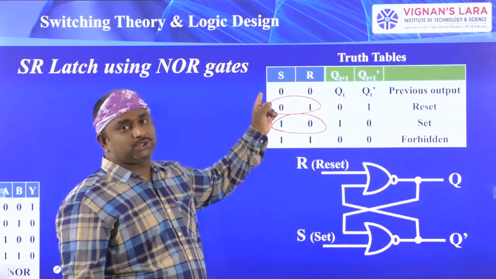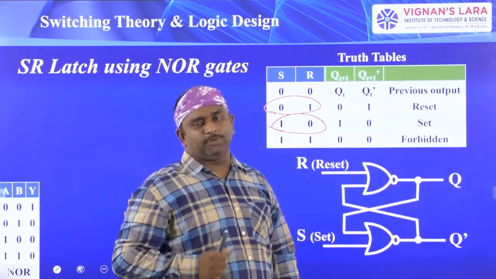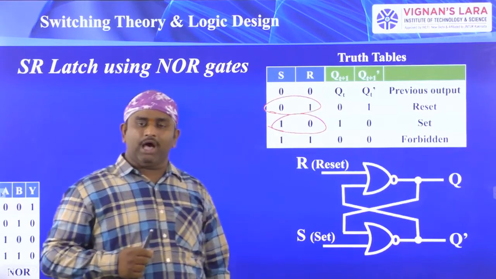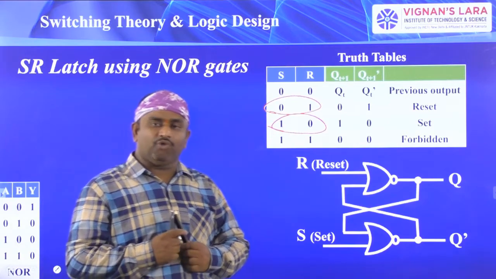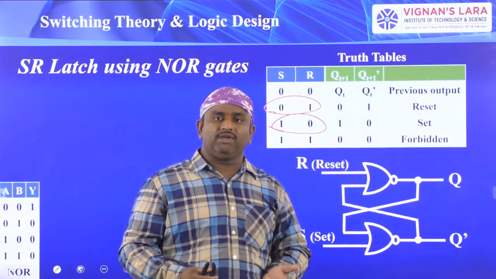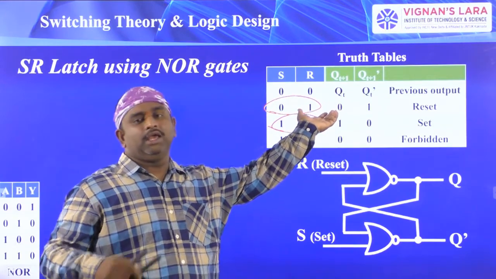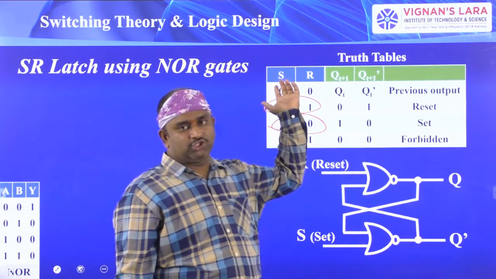So next coming to the S value 0, R value 0. That is, you are not giving any value at the input side of S, and you are not giving any value at the input of R. So you are not giving any inputs for these NOR gates. At that time, what happened here, if you are not giving anything, you don't get any output. So the previous output only we are going to continue.